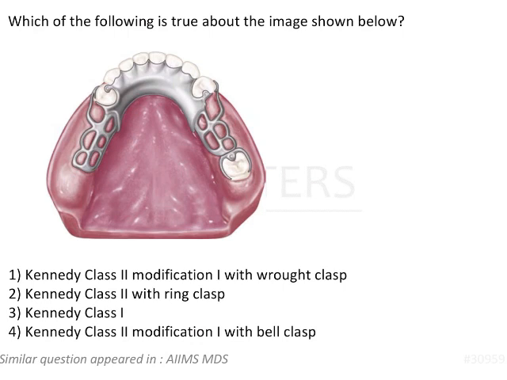Which of the following is true about the image shown below? Okay, so we have a cast partial denture framework for Kennedy's class 2 modification 1.